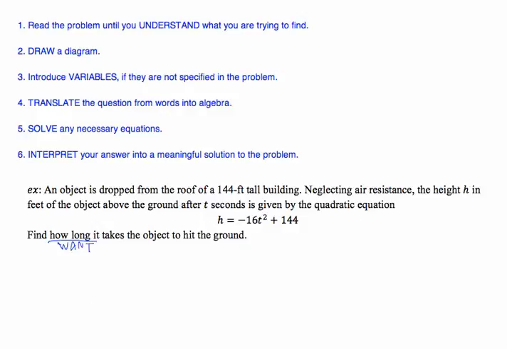Okay, and looking at the variables here, t represents the seconds after it's dropped. So what we really want here is a t value because that will tell us how long, right? Because t represents the number of seconds since it's been dropped. And h represents the height of the object after t seconds. Okay? Next we'll draw a diagram.